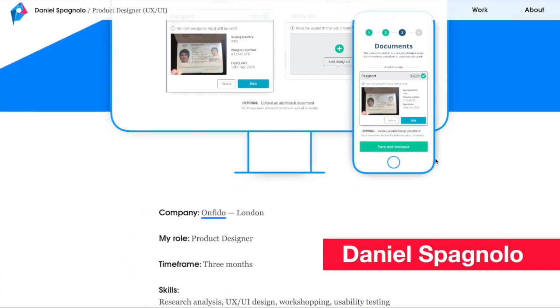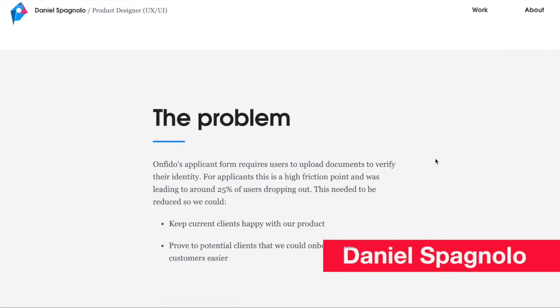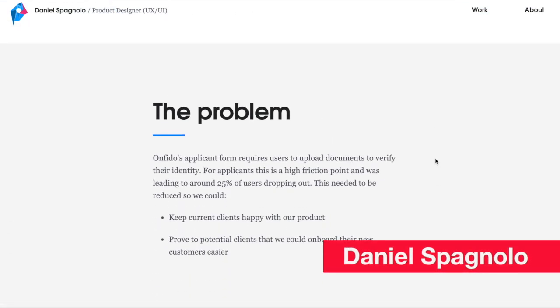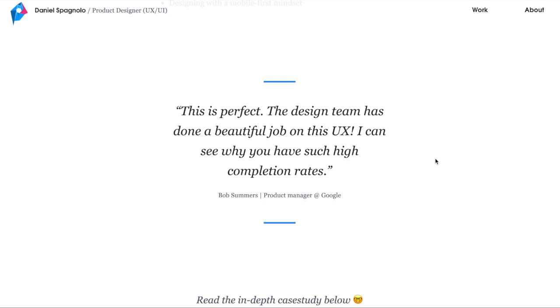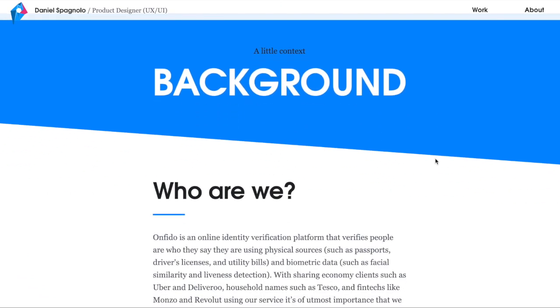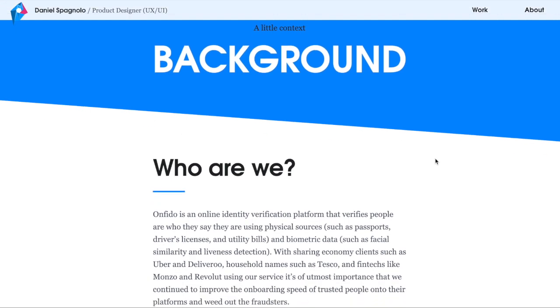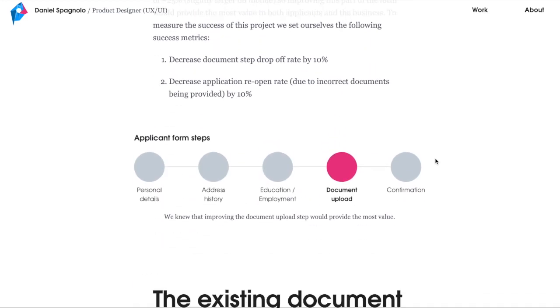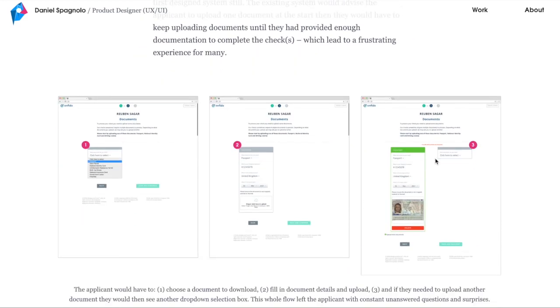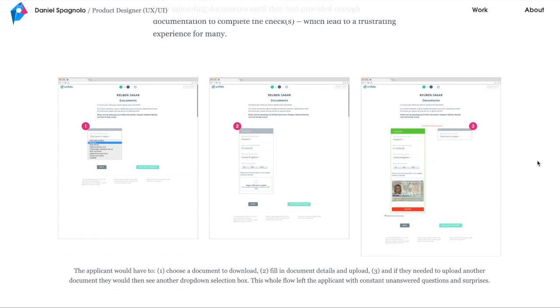Here we can see obviously the final outcome and some information about the actual project. Also, he makes it easier for people looking at his portfolio by summarizing the problem and the actual solution and giving a bit of feedback from the actual product manager. But then if we are really interested, we can have a look at detailed background and the whole of the journey that he is taking us on to discover the final solution. So he's talking about who we are, the actual application form and the problem they had with it. He also includes the existing solutions that they're using.